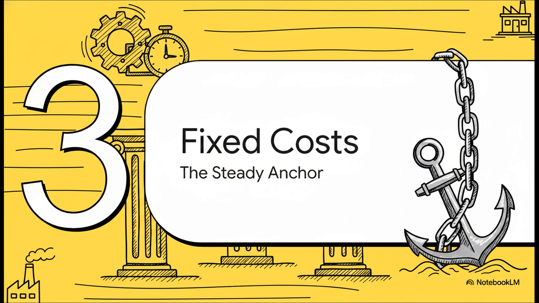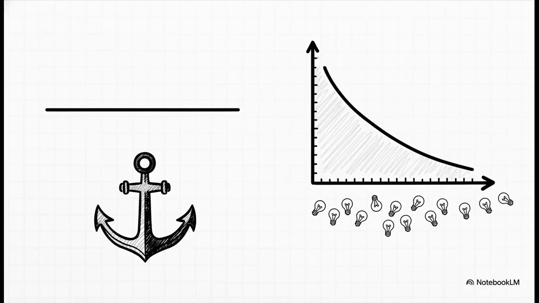Section 3. Understanding fixed costs. Let's flip the script and look at the steady anchor of your business. We're flipping that rule of constants we just talked about. For fixed costs, the total remains totally unchanged in the short run, but it varies inversely per unit as your activity level changes. And this is where the magic of scaling actually happens.